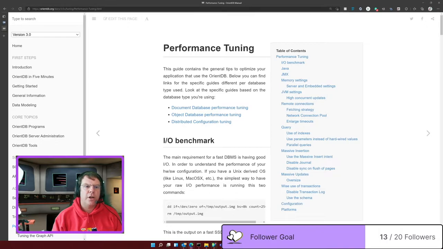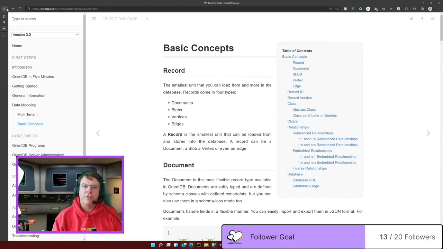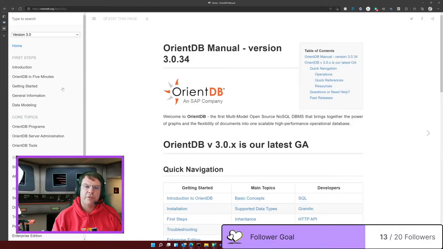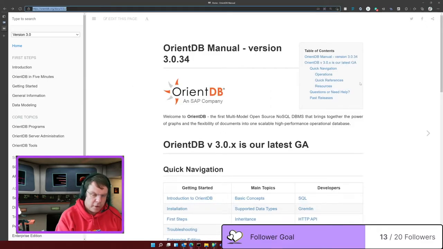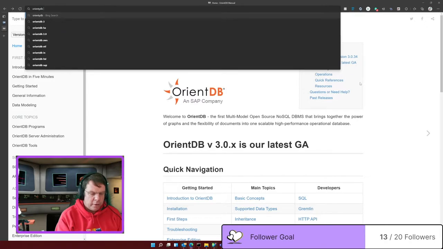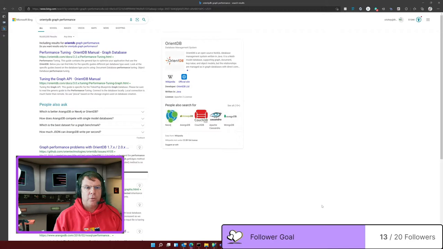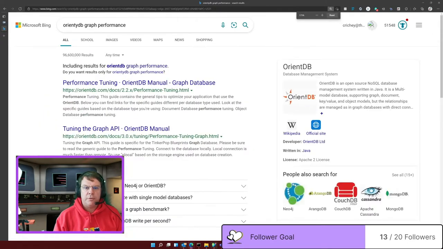OrientDB's been around long enough that I've heard second, third hand things about it fairly extensively. The biggest thing. So let's do this. I'll just toss out a search a lot of times like this. I'll go OrientDB graph performance. I could do this for others, but if I just ask the internet about its performance.